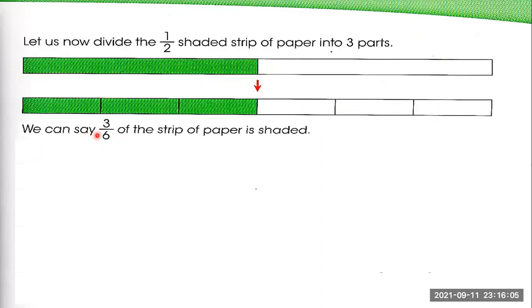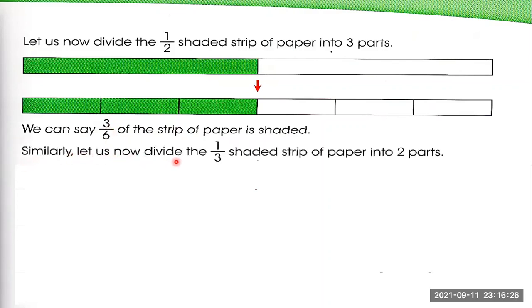We can say 3/6 of the strip of paper is shaded, meaning to say 3 parts are green, and 6 are all parts of the strip. Numerator 3, denominator 6.